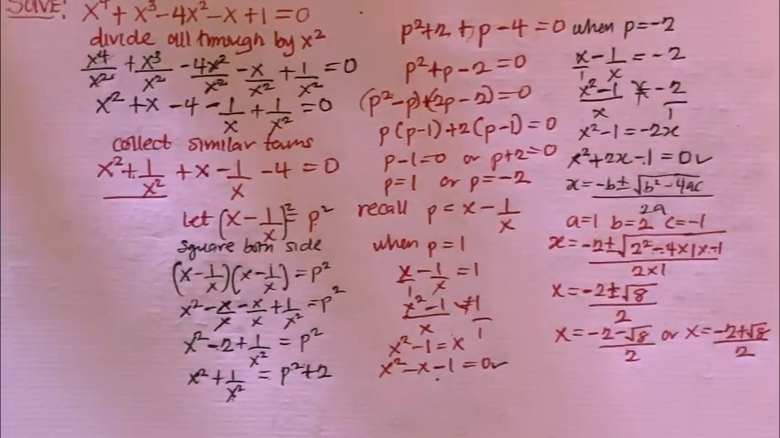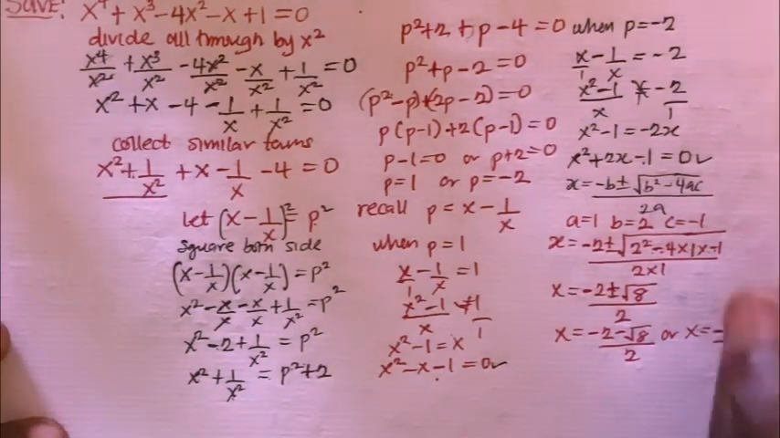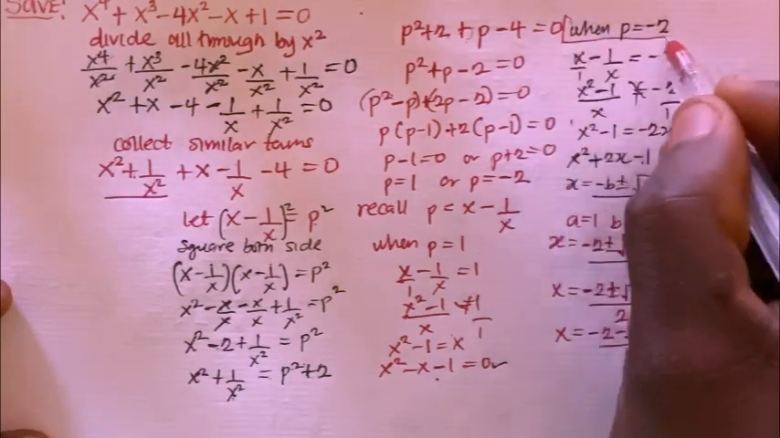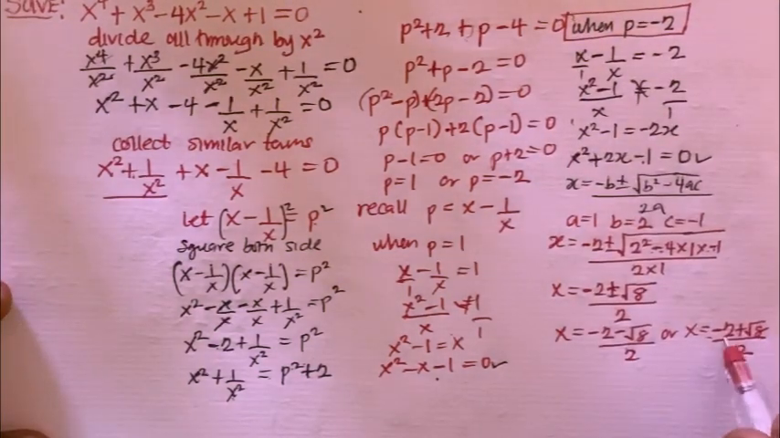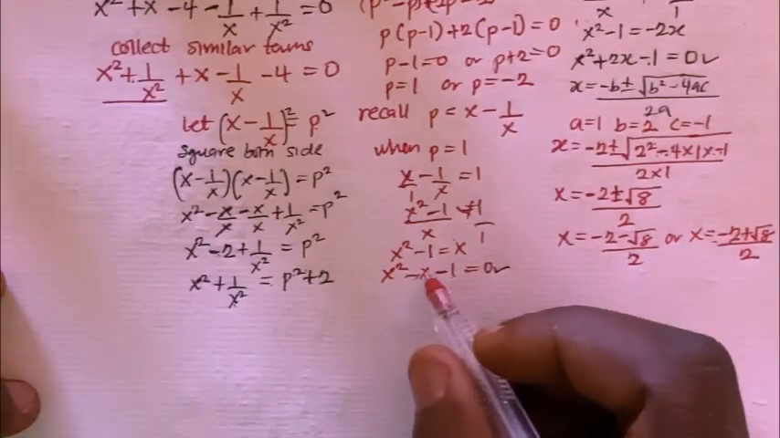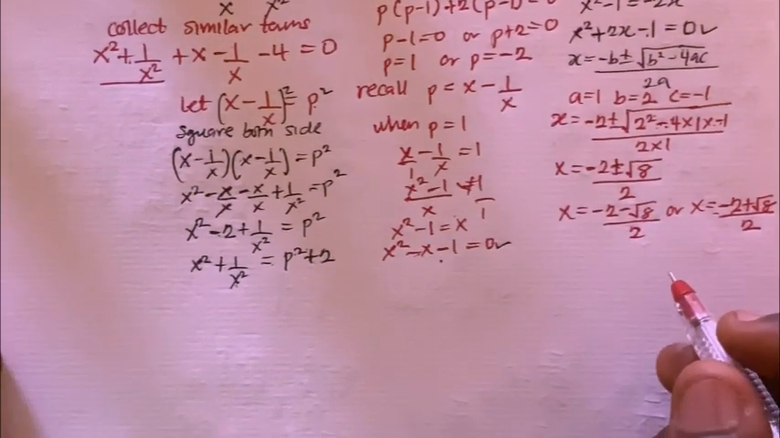Exactly. So that's the first case. That is when p equals minus 2, the value of x is this and this. Then let's move to when p equals 2, that is x squared minus x minus 1. Now let's solve that one right now.